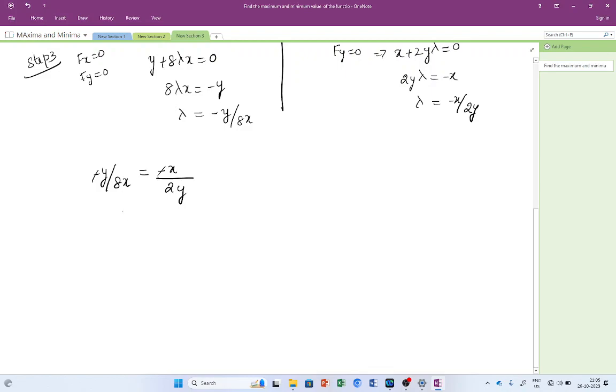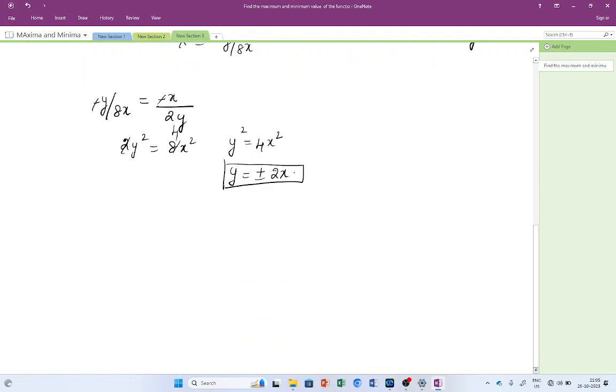If I cross multiply, I'll get 2y² = 8x². So 2 ones are 2, 2 fours are 8. Okay, so I'll get y² = 4x², or y = ±2x. So this is my value for y. Now my next step is the continuation of step 3.